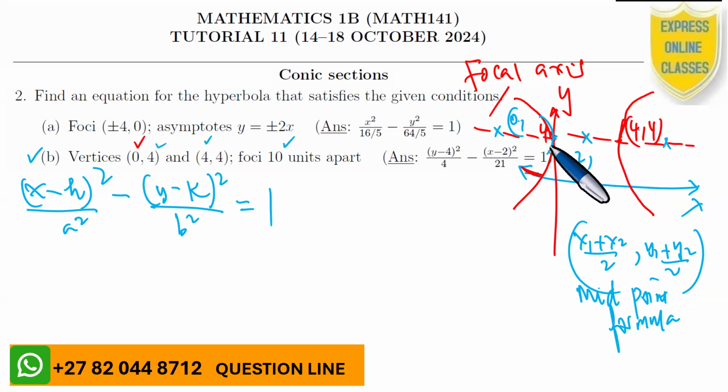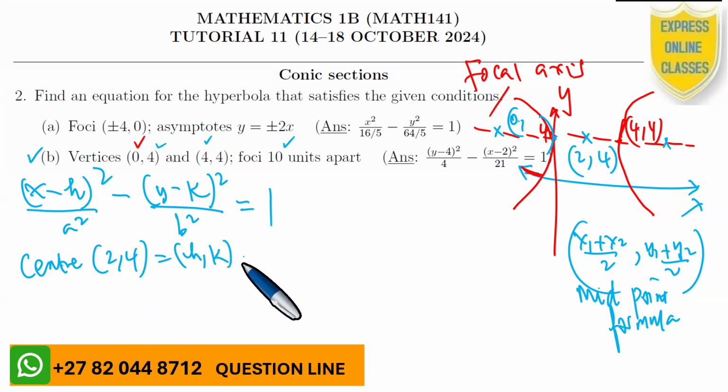Then now you come to the next. For the x, you have got 2. What about the y? It is just 4. But you can say 4 plus 4 divided by 2, you get 4. But yeah, it's on the horizontal line there. This has given us the center, which is 2, 4. And this gives us H, K, meaning that our H is 2 and our K is 4.